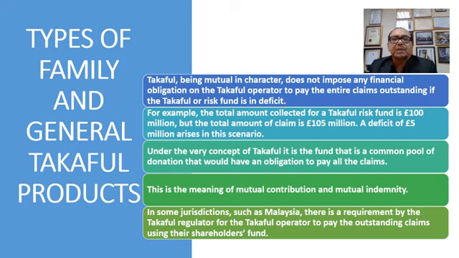So in this case, just now with the aeroplane shot down, the claim from the policy holders is more than the premium they collect from the policy holders. So how are they going to solve it? This is the meaning of mutual contribution and mutual indemnity. So how do they settle the problem of the concept of mutual contribution, when the money they collect is less than what is claimed?